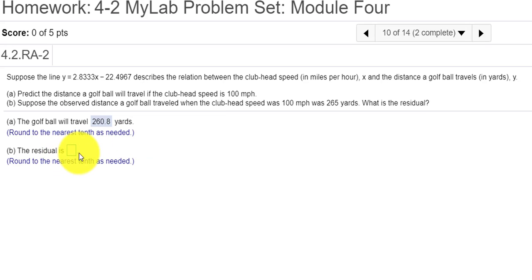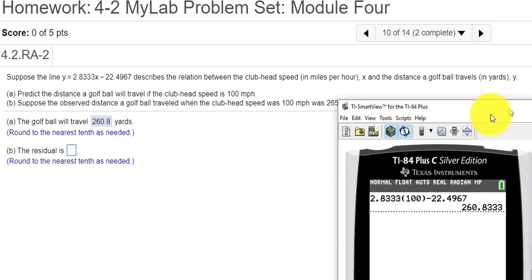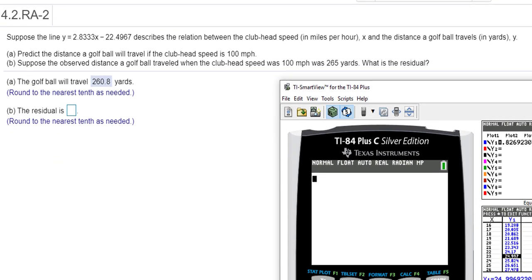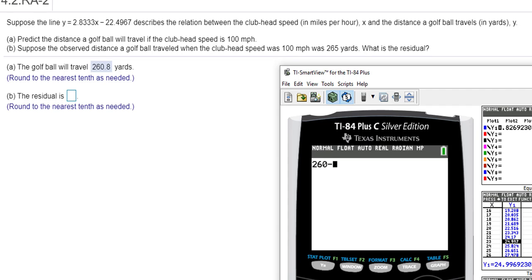Next, it says, what's the residual? So remember, the residual, I think we subtract the observed minus the expected. So suppose the observed distance was 265, right? So the residual would be the observed, 265, minus what was expected, right? According to our model, we would expect 260.8. And I mistyped the 260, right? Here we go. Make that a 5, right?